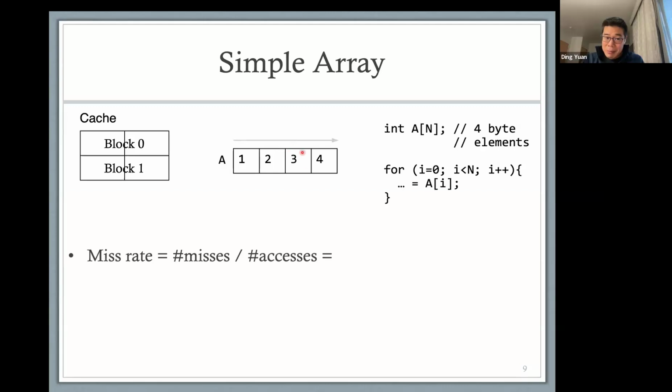Similarly, when we visit the next element 3, we will have a miss, but as a result of that miss, it will bring 3 and 4 into this block, and when we visit 4, it's going to be a hit. So it will be a 50% miss rate. And at the end, your cache will look like 1, 2, 3, 4. All these 4 elements are in the cache.